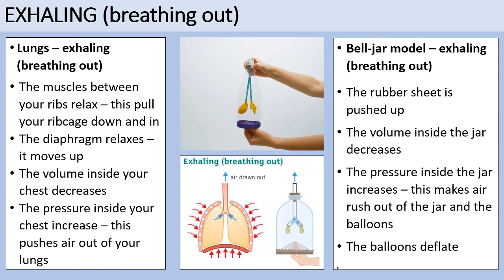If we have a look at the information on the left hand side regarding your lungs, when you exhale, the muscles between your ribs relax and they pull your rib cage down and in. The diaphragm becomes relaxed and it moves up. The volume inside your chest decreases and the pressure inside your chest increases, and this pushes your air out of your lungs.